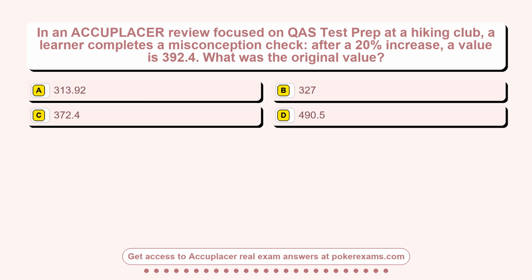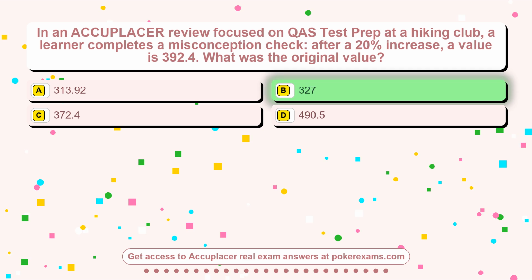Question 17. In an Accuplacer review focused on QAS test prep at a hiking club, a learner completes a misconception check. After a 20% increase, a value is 392.4. What was the original value? Option A, 313.92. Option B, 327. Option C, 372.4. Option D, 490.5. The correct answer is option B, 327.